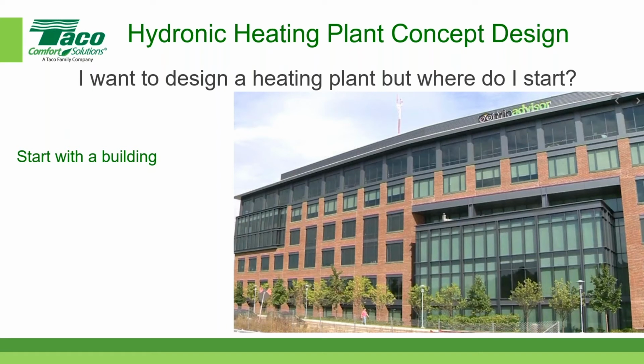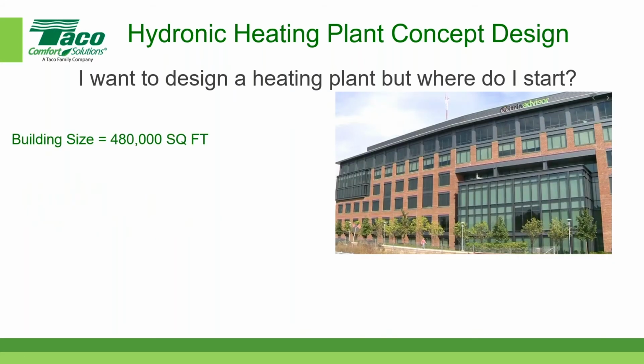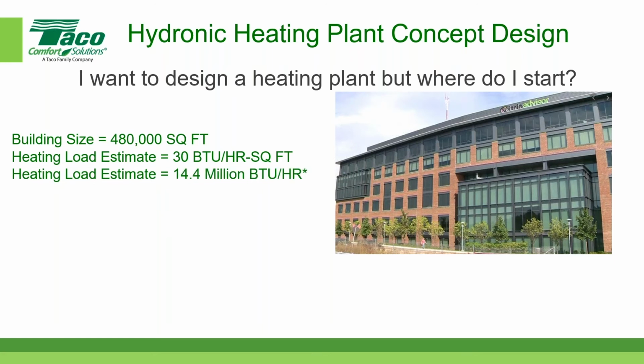So we're going to start with a building, in this case, a simple office building. The picture is the TripAdvisor building in Massachusetts, and we're just using it because it's a nice looking building. We are going to pretend that this building is 480,000 square feet. And for the purposes of today's discussion, we're going to have a heating load estimate of 30 BTUs per hour per square foot. So if I multiply 30 BTUs per hour per square foot times 480,000 square feet, I'm going to come up with approximately 14.4 million BTUs per hour. So that's the peak heating load that our heating plant has to satisfy.